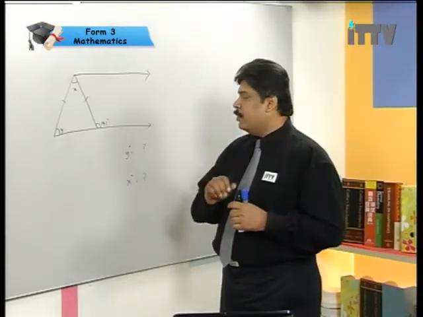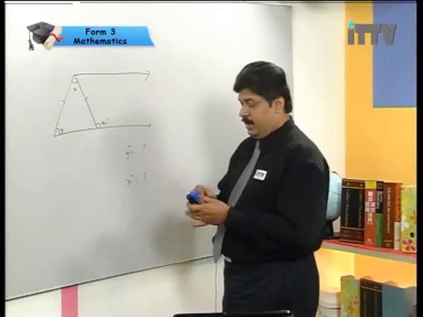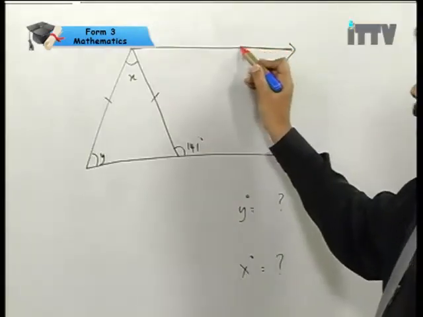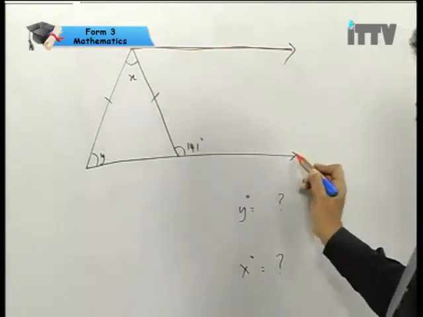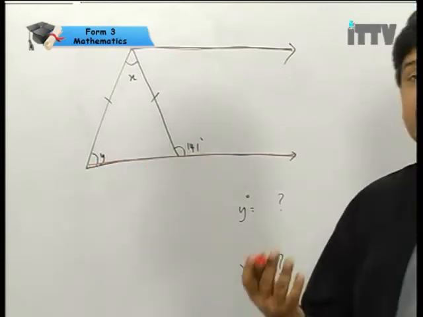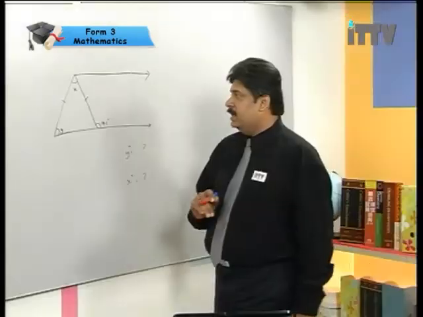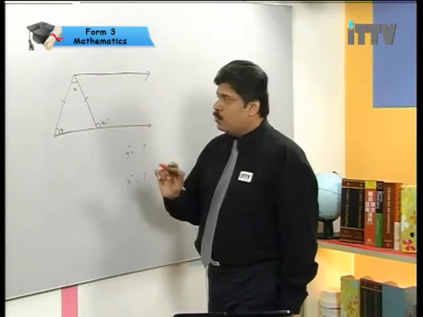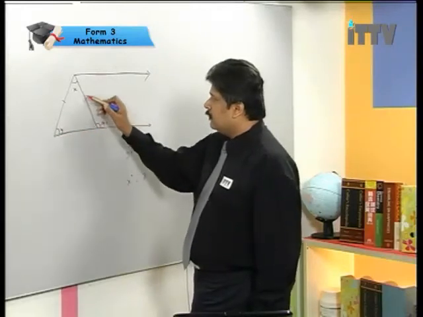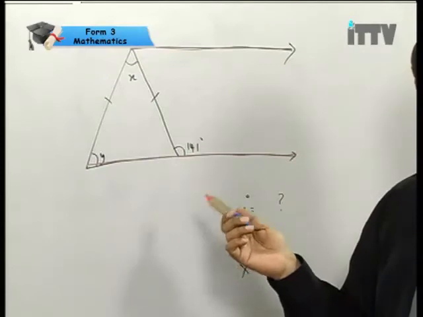Now, there are two important features in this diagram. Firstly, you have to note that there are two parallel lines here and here. Because we are dealing with parallel lines, we have to identify these parallel lines first. Now, the next thing, we note that this is a triangle. The question is, what type of triangle is this?